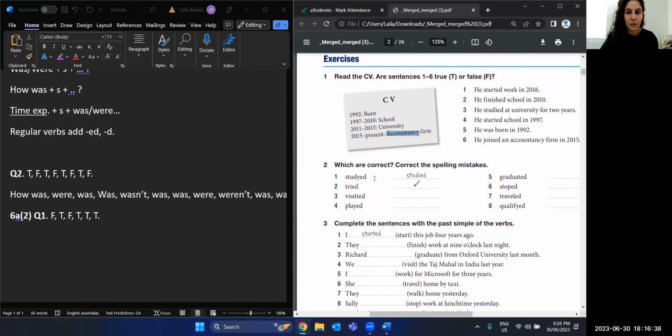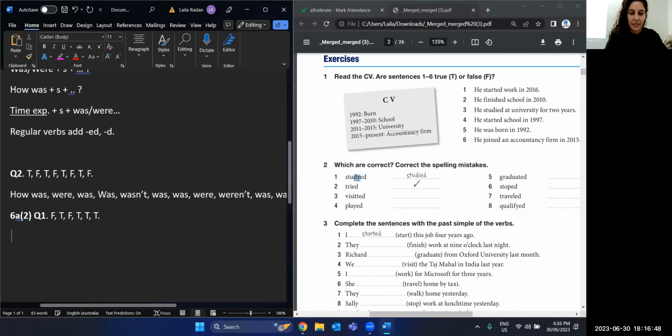Studied? No, because we know it ends in a Y. To make it in the past, we need to add IED. Tried, again, it comes from the verb to try, T-R-Y. So to make it in the past, tried. So that one, yes, we tick it. They've ticked it for us. What about this word, visited? Is that correct? We only need one T. So that's wrong.